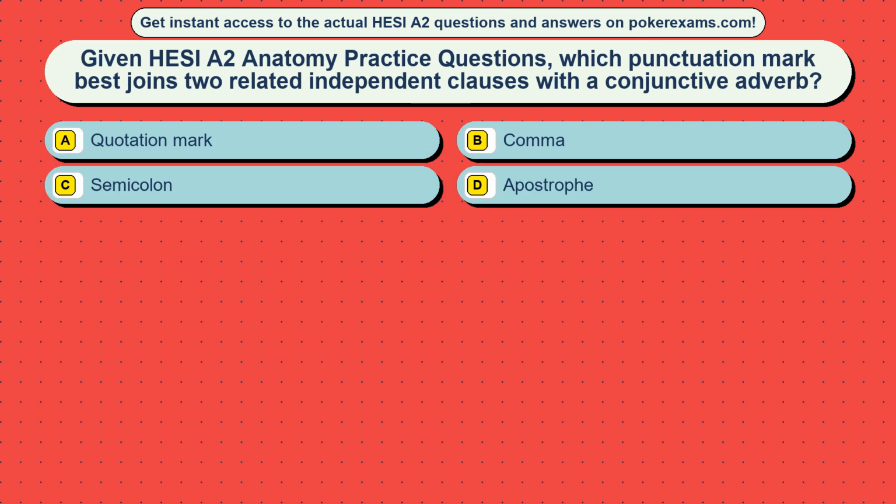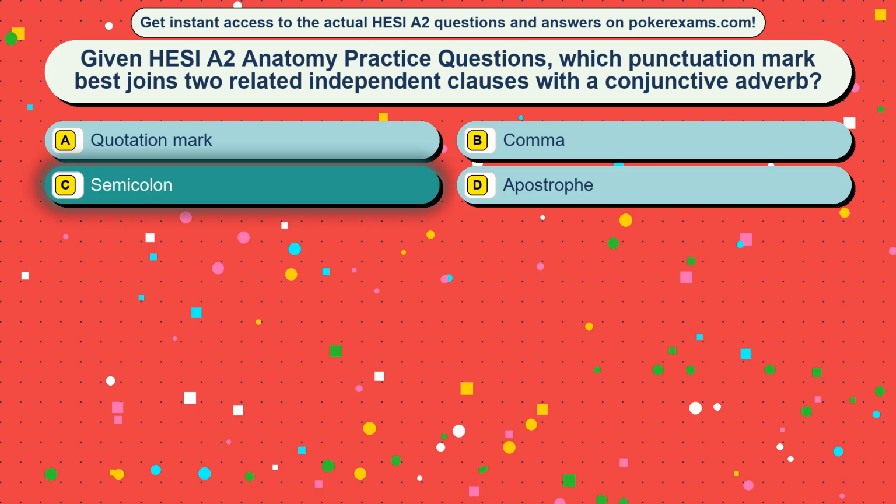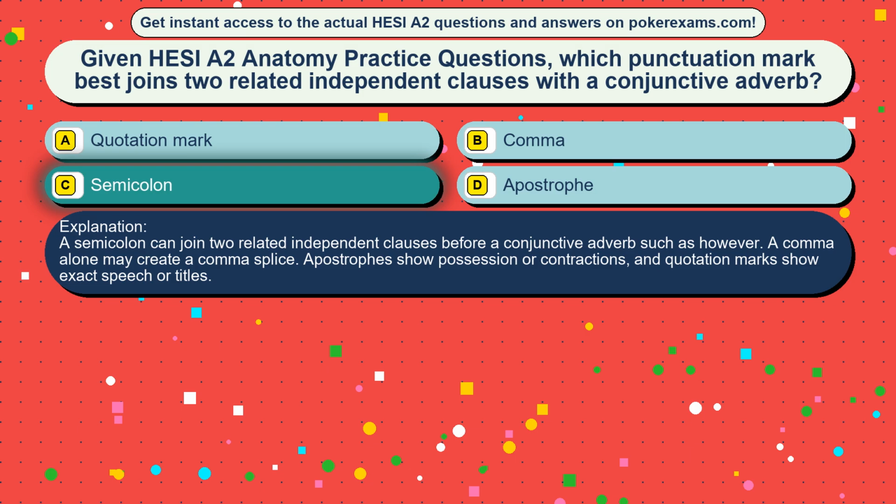Question 28. Given HESI A2 anatomy practice questions, which punctuation mark best joins two related independent clauses with a conjunctive adverb? Option A, quotation mark. Option B, comma. Option C, semicolon. Option D, apostrophe. The correct answer is option C, semicolon. A semicolon can join two related independent clauses before a conjunctive adverb such as however. A comma alone may create a comma splice. Apostrophes show possession or contractions, and quotation marks show exact speech or titles.